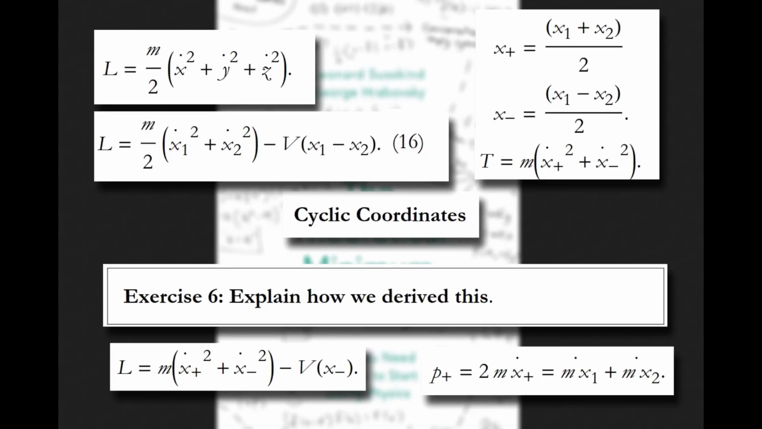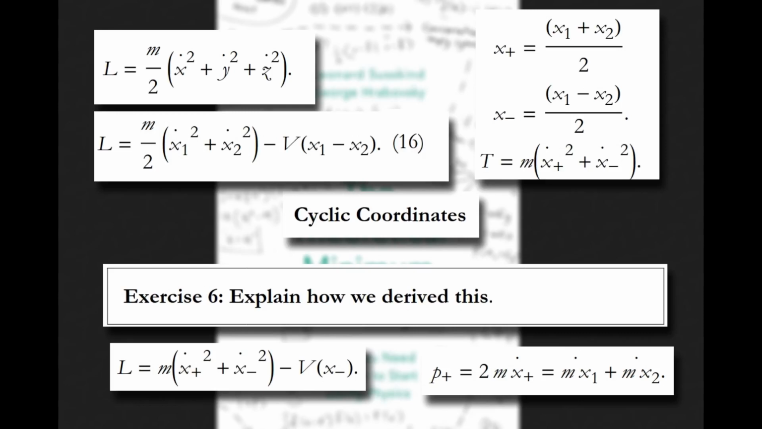Let's take another case. Two particles moving on a line with a potential energy that depends on the distance between them. For simplicity, I'll take the masses to be equal, but there is nothing special about that case. Let's call the positions of the particles x1 and x2. The Lagrangian is L equals m/2 in brackets x1 dot squared plus x2 dot squared minus V of x1 minus x2, equation 16. Now the Lagrangian depends on both x1 and x2, and neither is cyclic. Neither momentum is conserved. But that's missing an important point. Let's make a change of coordinates. Define x plus and x minus as x plus equals (x1 plus x2)/2 and x minus equals (x1 minus x2)/2. We can easily rewrite the Lagrangian.